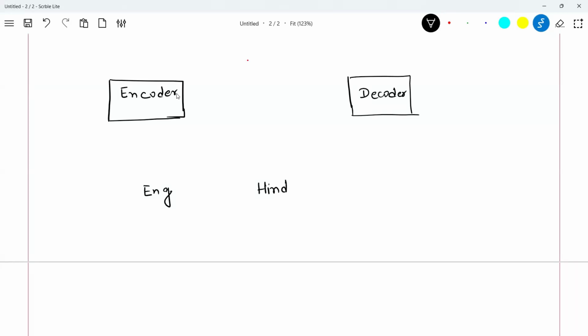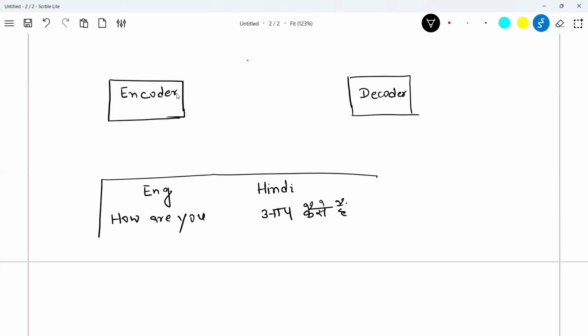and suppose my English sentence needs to be converted to a Hindi sentence. So what is the task at hand? My English sentence, let's say, "how are you" is my English sentence. This needs to be converted to a Hindi sentence, for example, आप कैसे हैं. So this kind of task is called a language translation task.